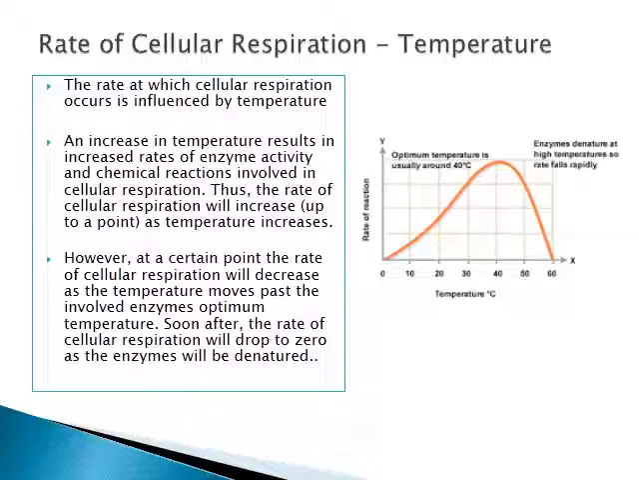If we graph the effects of temperature on cellular respiration, what we see is the exact same trend we saw when we looked at the effect of temperature on photosynthesis, and the exact same trend we would see when we look at the effects of temperature on enzyme activity. So the rate of cellular respiration will increase as temperature increases up until a point, and that point is where it's reached its optimum temperature. Cellular respiration will be taking place at the highest rate.